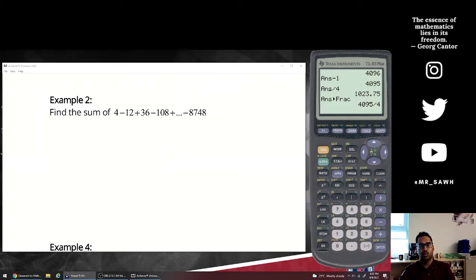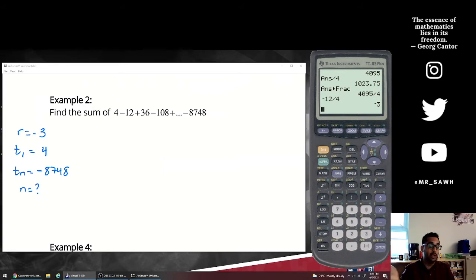But the same thing doesn't work all the way down, right? The signs alternate, negatives and positives. So I know I'm going to be multiplying here. And that ratio, I can take my minus 12, divide it by 4. There's my common ratio of minus 3. So the ratio is minus 3, so this is geometric. T1 is equal to 4. I have Tn, which is negative 8,748. The issue is I don't know what term that is, so we got to find that first in order to find the sum of how many terms there are, in order to add them all up.